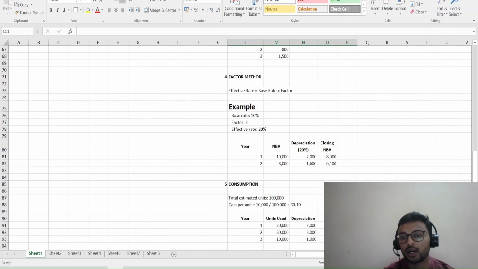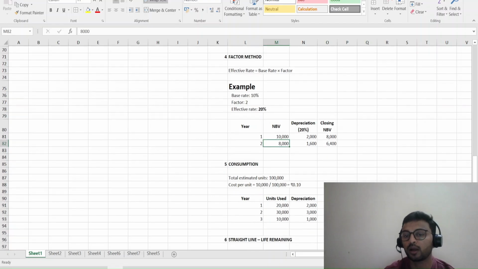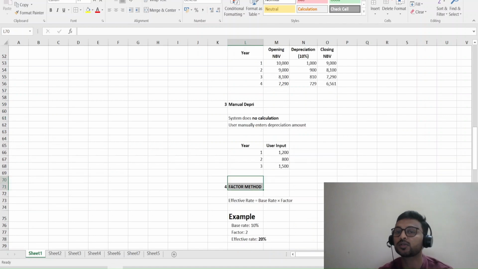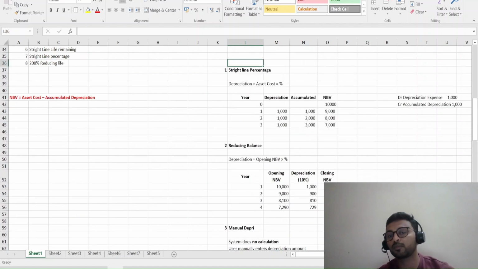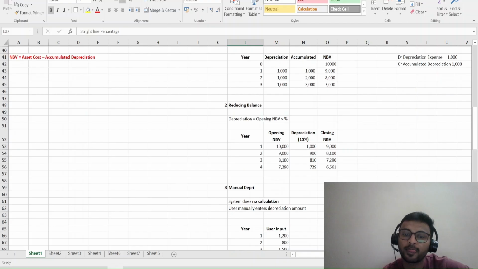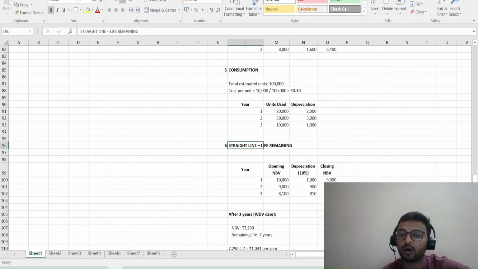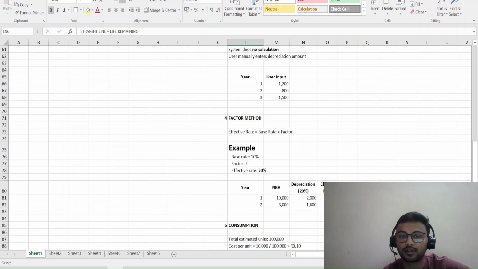So this is how it will work. For the first year I depreciate 20%, so my net book value is 8,000. After the first year, in the second year the system will calculate the depreciation on 8,000, and so on. This is the factor method, very rarely used. Generally the two types of method are highly used in India, and in the US and some other countries they are using the remaining life straight line method, which we'll discuss later.